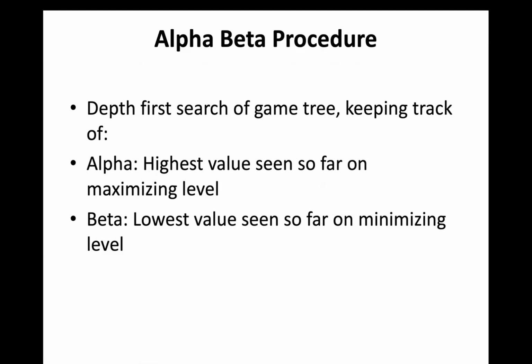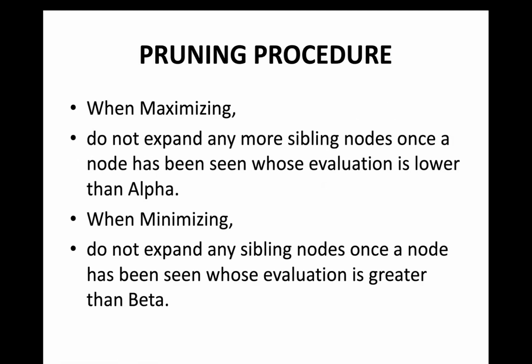And as we do depth-first search, we need to keep two values in mind. The two values that we are going to keep are the alpha value and the beta value. The alpha value is the highest value seen so far on the maximizing level. Then there's a beta value, which is the lowest value seen so far on the minimizing level. So we are saying keep the highest value on the maximizing level, keep the lowest value on the minimizing level. And using these two values, we have this procedure.